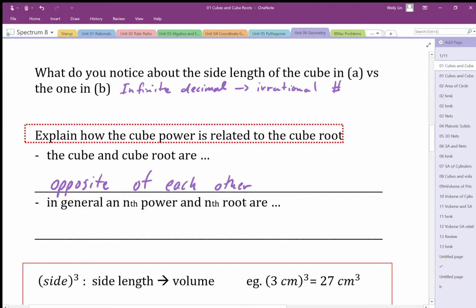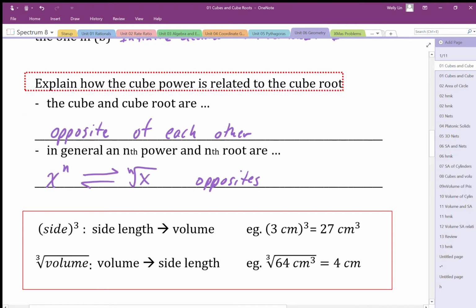And then we could also say, in general, an nth power and nth root are also opposites. So if I have something like x to the power n and the nth root of x, they are opposites of each other. Again, they are what we call inverses. We can undo any power. So although we're going to focus on cubes, we can do this with any power. We can go to power 4, power 5, etc.